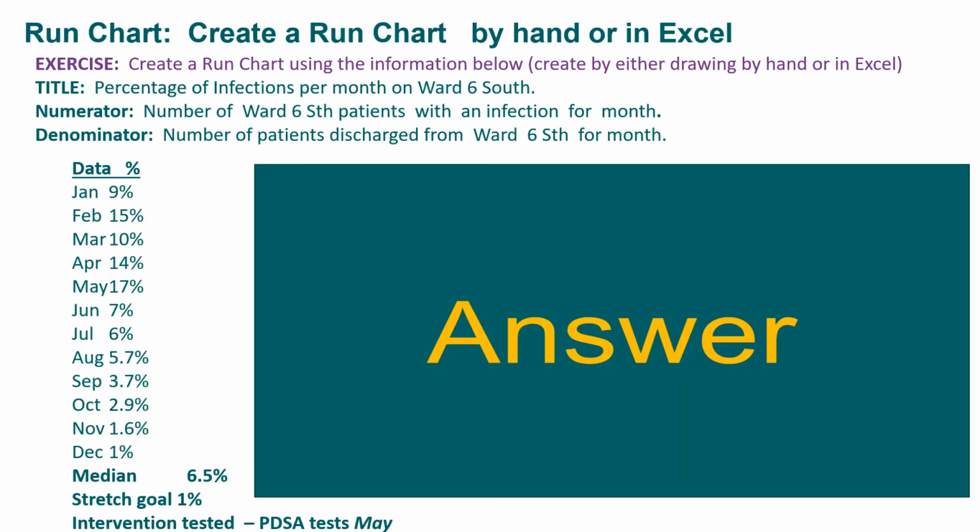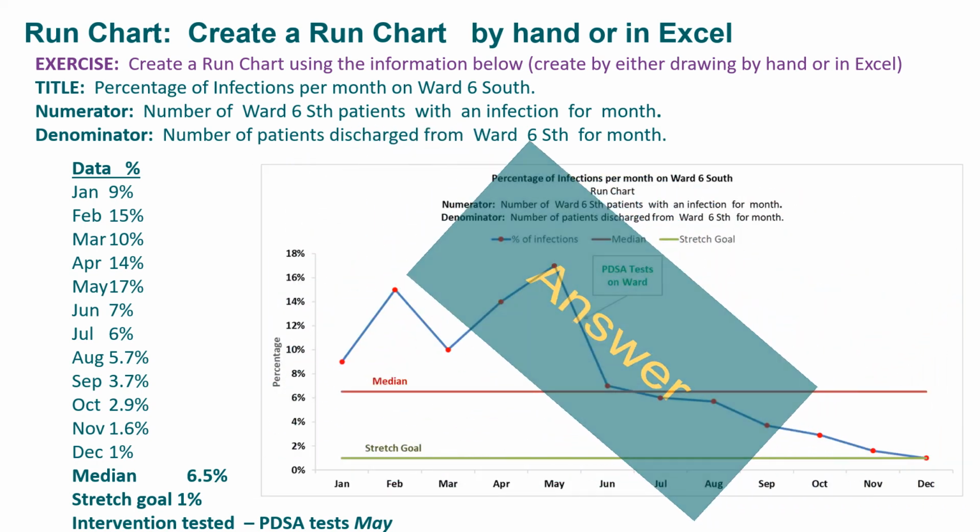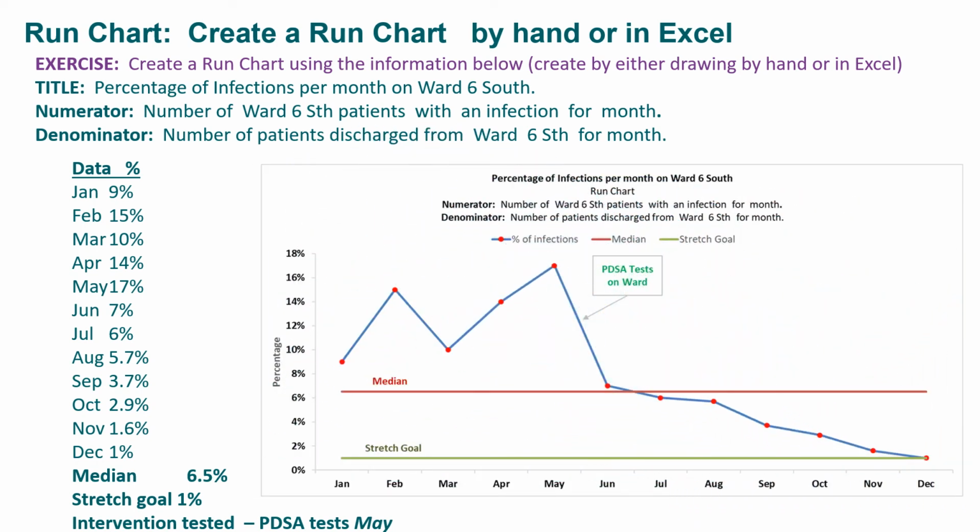So I'm now going to show you the answer to this exercise, and I'll reveal what the chart should look like. So basically this should be the shape of the data in the chart that you created, and make sure that you had a title, the numerator and denominator definitions, the median or the center line, and a stretch goal. So just study this and compare it to what you created to see if you're on the right track.